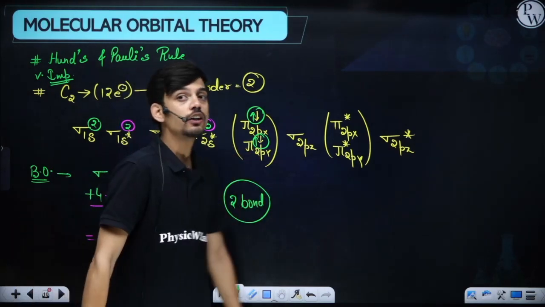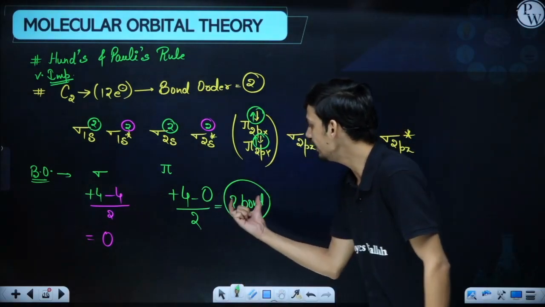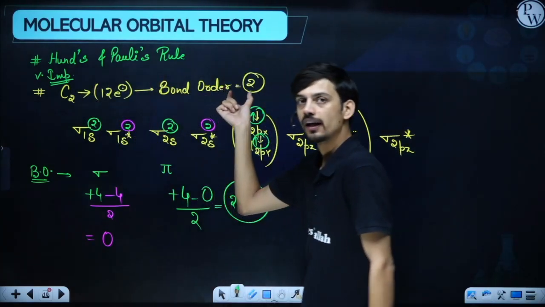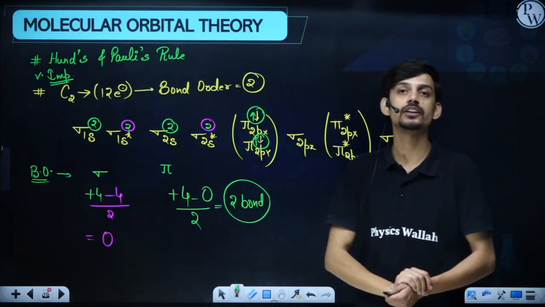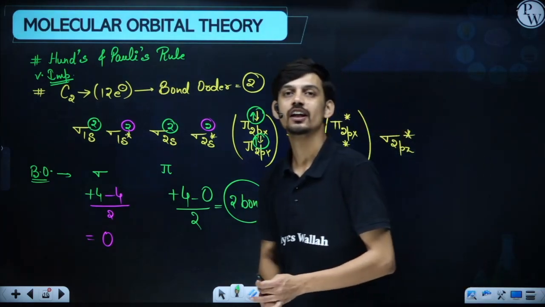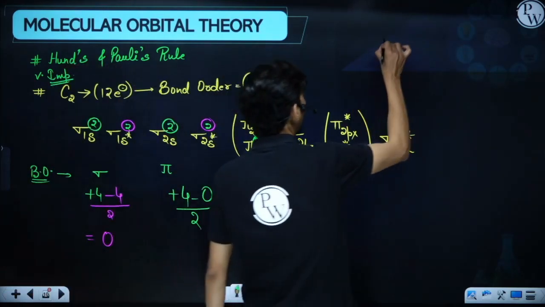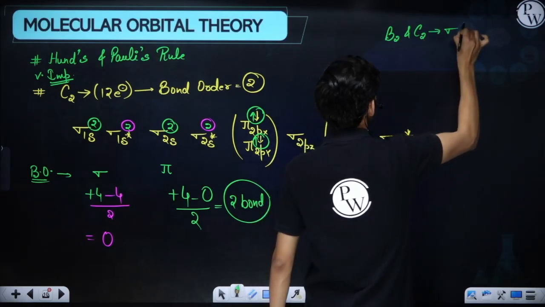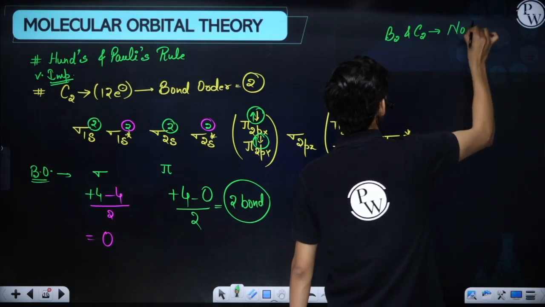So C2 is one of the two molecules which is only having pi electrons, which is only having pi bonds. No doubt C2 is having a double bond that you can find directly. But this pi and sigma bond information you have to find from the electronic configuration. Or you can directly remember this fact that only B2 and C2 have no sigma bond.